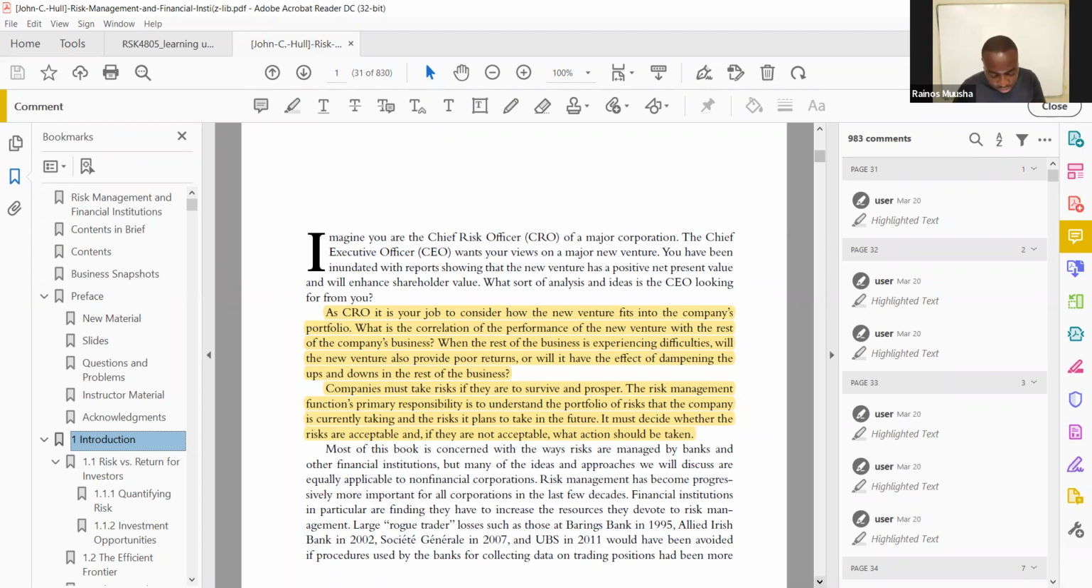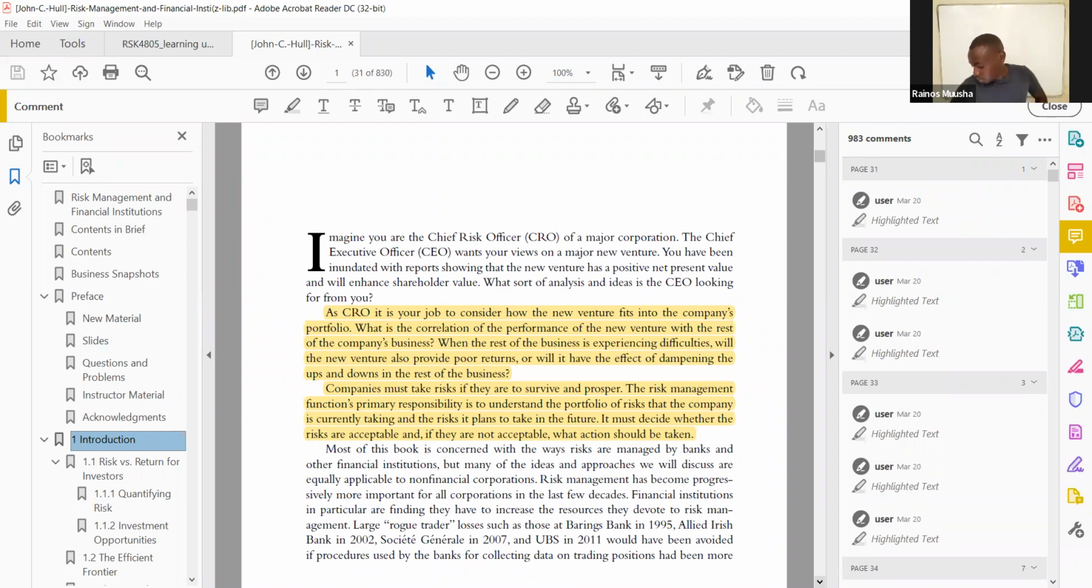And then you also look to see exactly the companies must take risk if they are to survive and prosper. So the risk management function's primary responsibility is to understand the portfolio of risks that the company is currently taking and the risk it plans to take in the future. So it must decide whether the risks are acceptable, and if they are not acceptable, what action should be taken. So what does that mean?